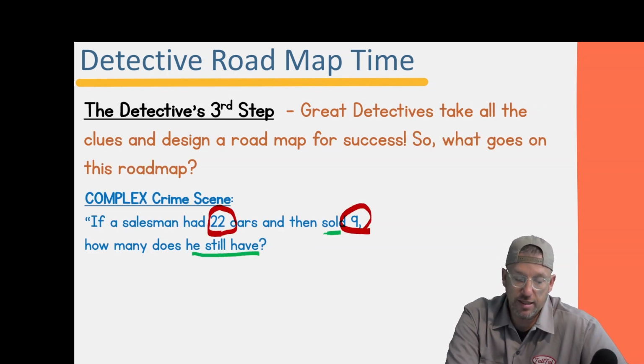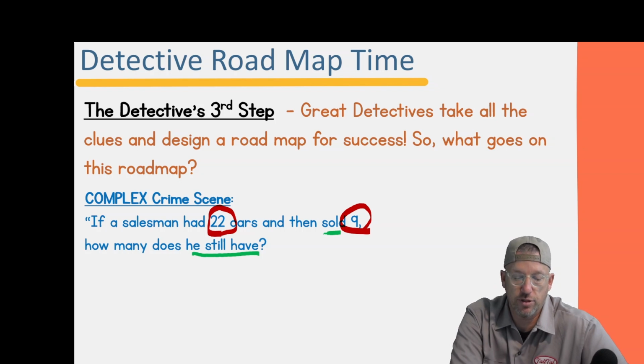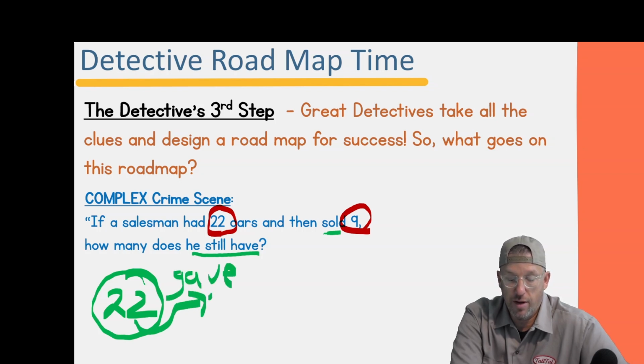So if we take this and we say, all right, let's think about what our roadmap might be. So when I say draw pictures and think about what the detective's clues are, just talk about what you have. So remember when we simplified, we said he had some cars, right? So the salesman had some cars. So how many did he have? Well, he had 22 cars. And then he gave some away. So I may draw an arrow and say gave away. What did he give away? Well, he gave away 9, okay?